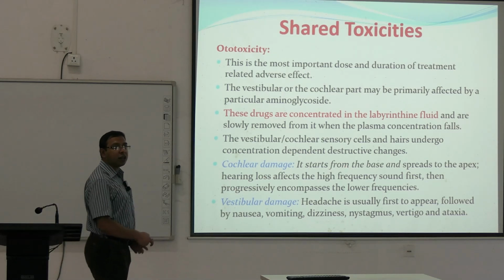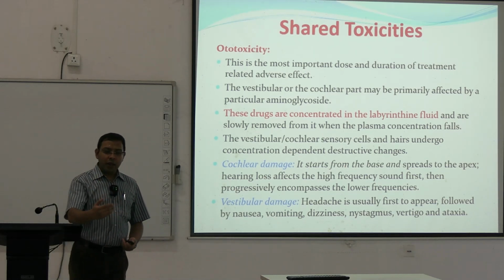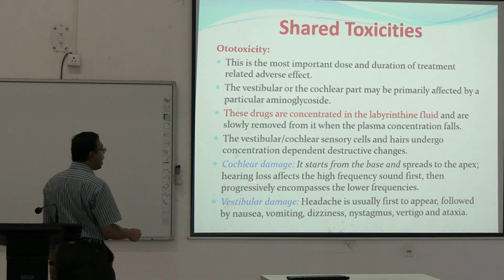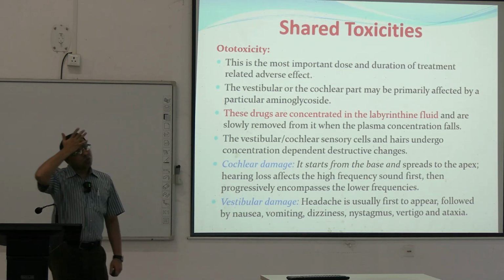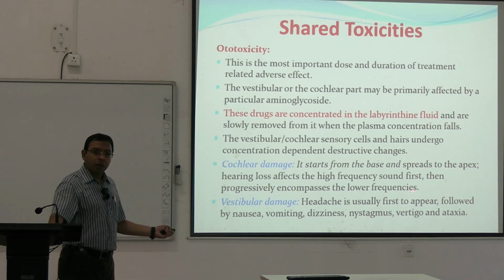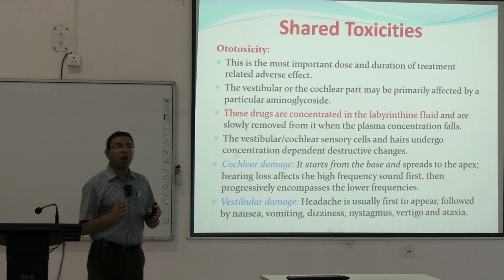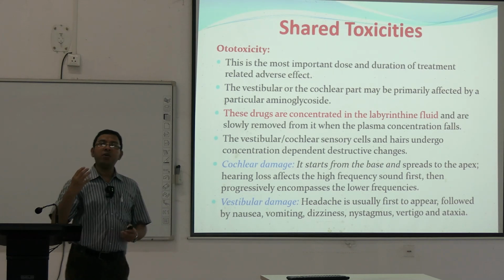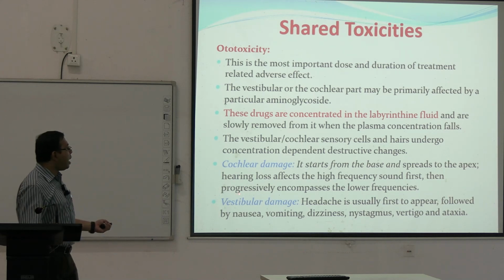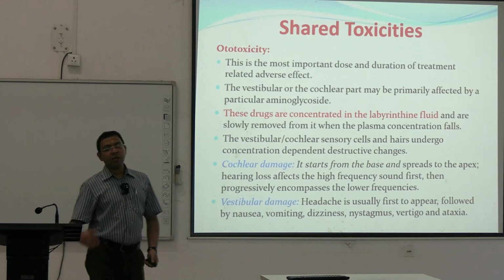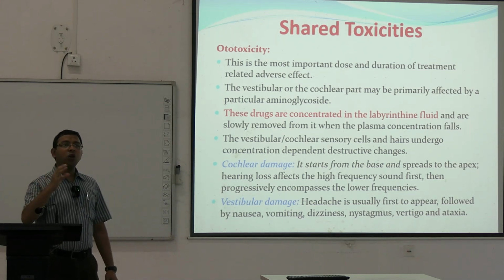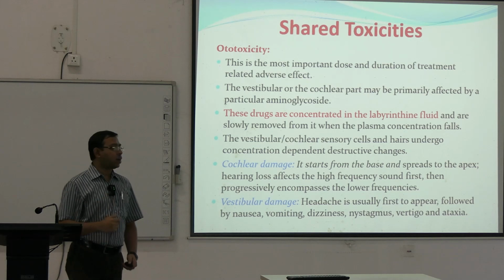Cochlear damage usually starts from the base. So the cochlear base is first affected and then it spreads to the apex. That's why hearing loss affects the high frequency sounds first. High frequency sounds are usually perceived due to the vibration of the cochlear base. Since the base of the cochlea is first affected when we are using the aminoglycosides, high frequency hearing loss usually happens first and then progressively encompasses the lower frequencies. So ultimately, if we continue this high dose of the drugs for a long period of time, then low frequency hearing is also affected.